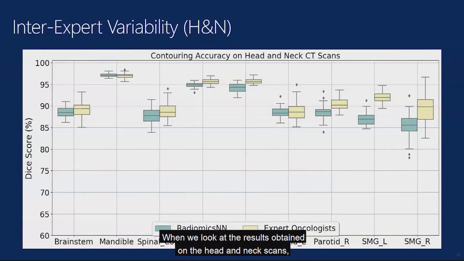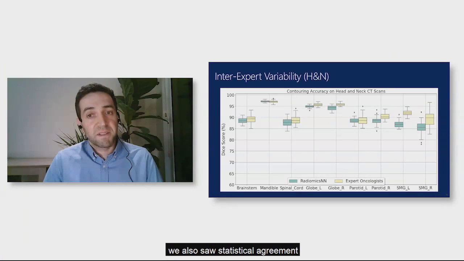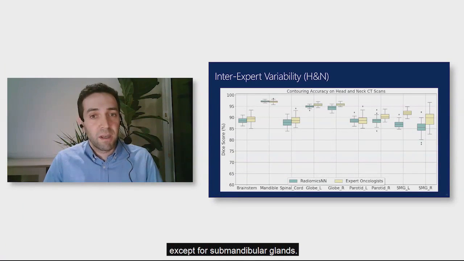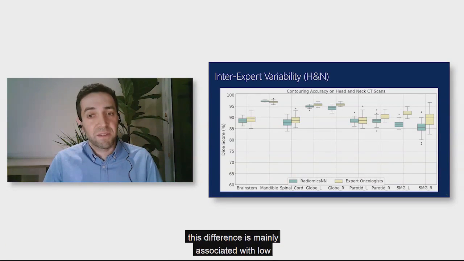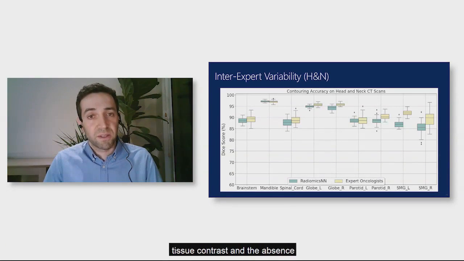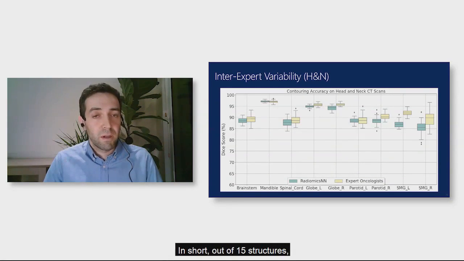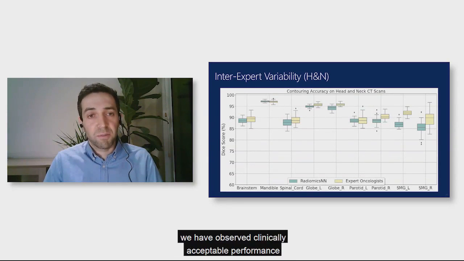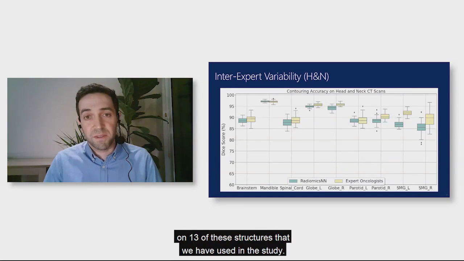And when we look at the results obtained on the head and neck scans, we also saw statistical agreement between the experts and the model, except for submandibular glands. And the reason why we observed this difference is mainly associated with low tissue contrast and the absence of the organ due to previous resection surgery. In short, out of 15 structures, we have observed clinically acceptable performance on 13 of these structures that we have used in the study.